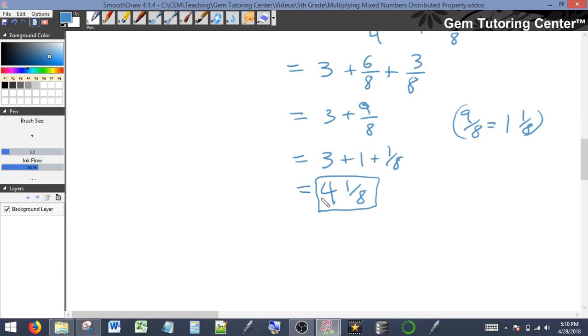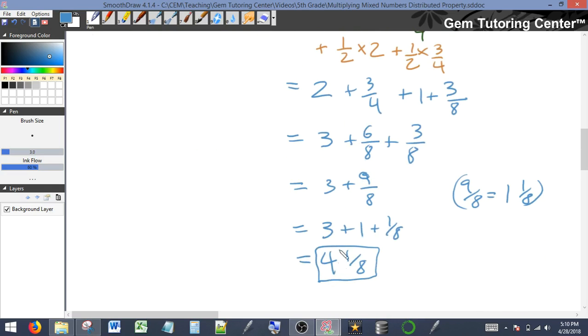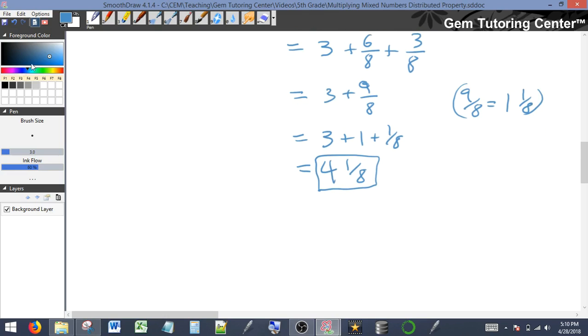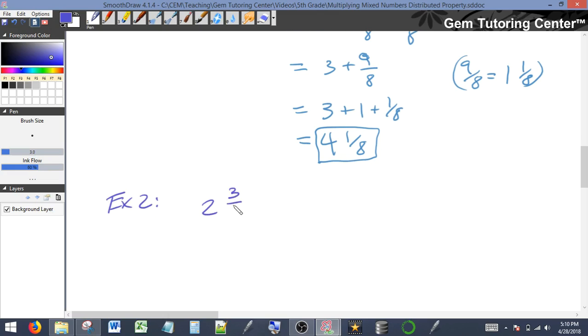Okay? So does that make sense? 1 1/2 times 2 3/4? Yeah, it sounds about right. 4 and 1/8. Okay, now let's do another example which is slightly longer, but still we can solve it using the distributive property method. So example 2. We're going to take 2 3/7 and multiply it by 4 8/9. So this is going to equal the following. We're going to have 2 times 4 plus 2 times 8/9.